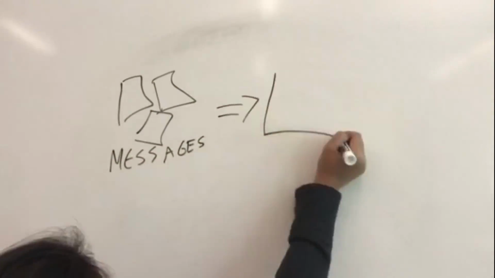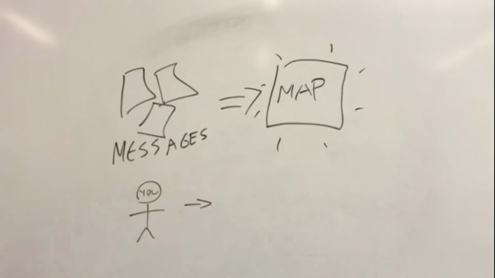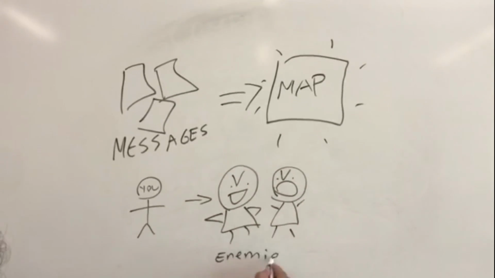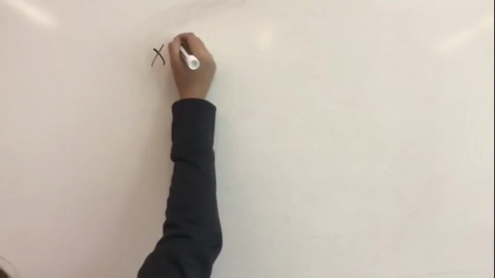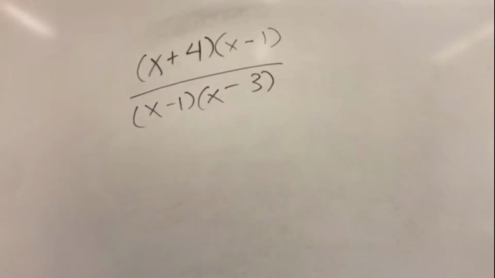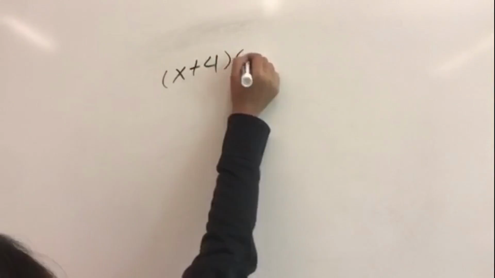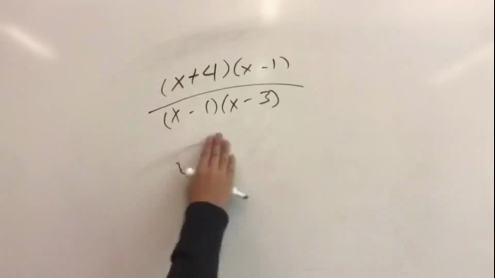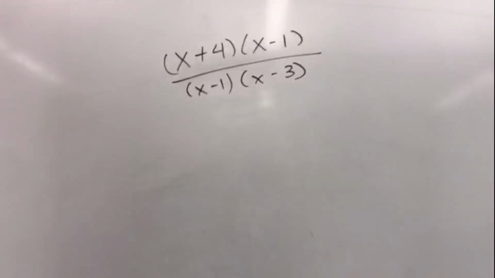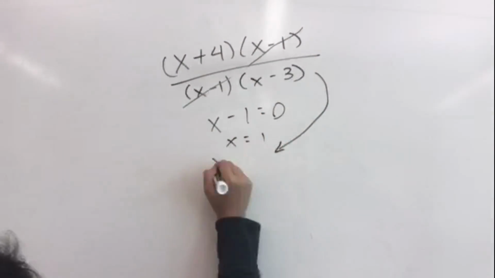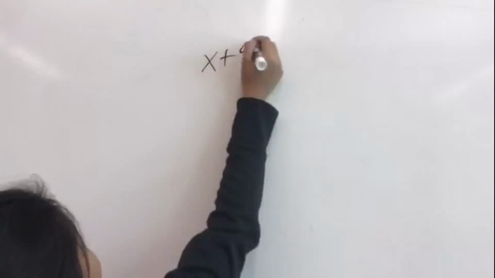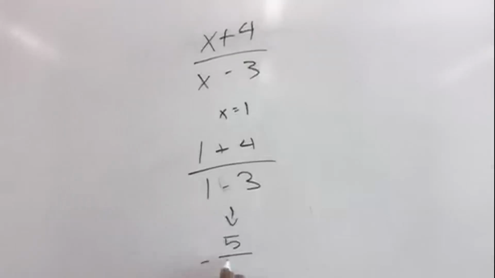Graphing rational functions. All messages that were sent can be turned into a map. These maps can guide you in enemy territory if you follow them well. First, factor the denominator and find the null x's by setting the factors to 0 and solving. This is where you cannot pass or cross. Next, draw a hole if the factor can cross out, that is, if it is also present in the numerator. This is a hole in the path of the function. To find the y-coordinate of the hole, plug the null x into the simplified version of the function and solve.